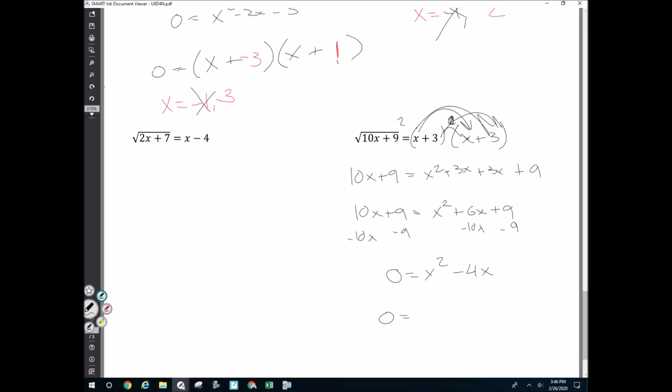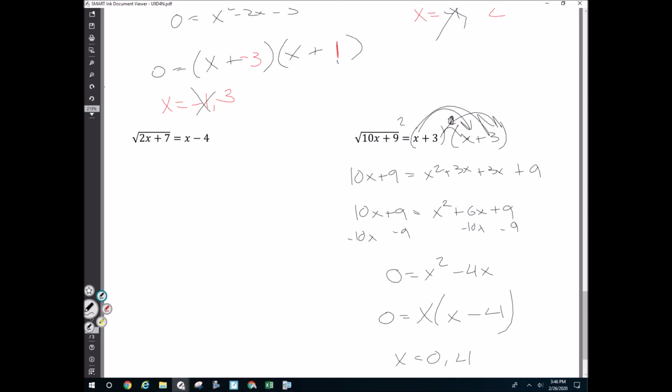Sure, you can do that. That's one way. What's another way? No, it's not a difference of squares. X squared minus 4 would be a difference of squares. 4x is not a perfect square. Pull out an x, people. They both share an x. Pull it out.